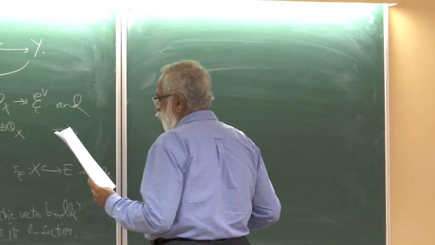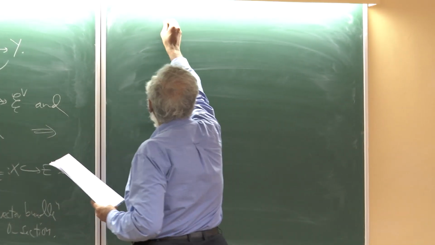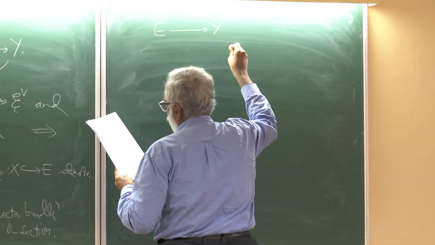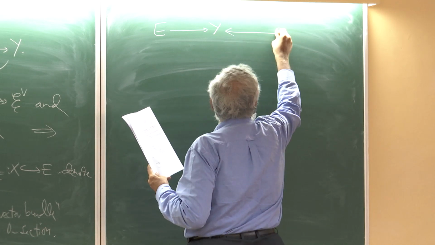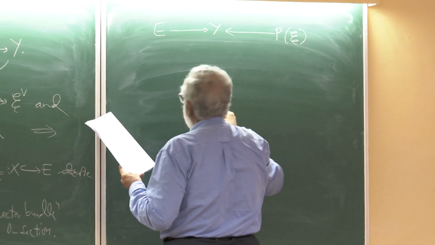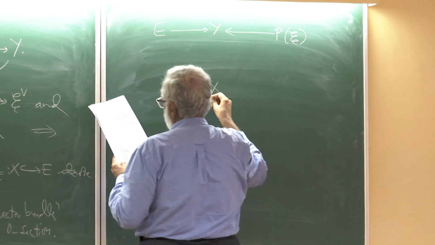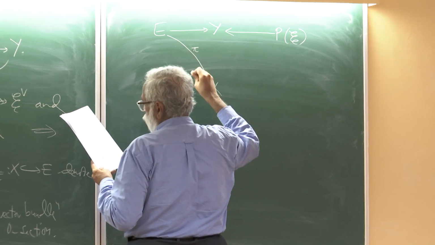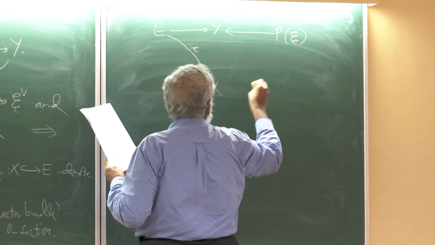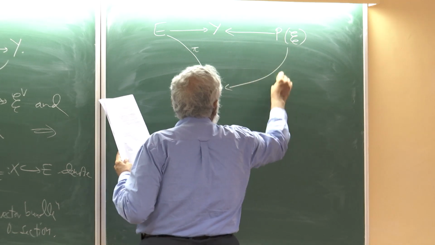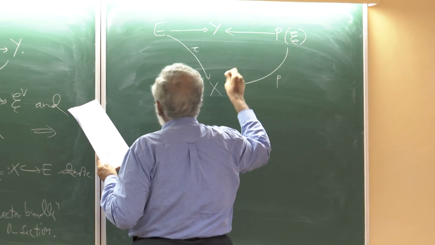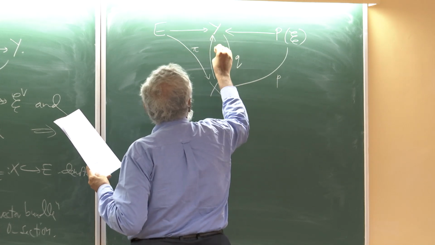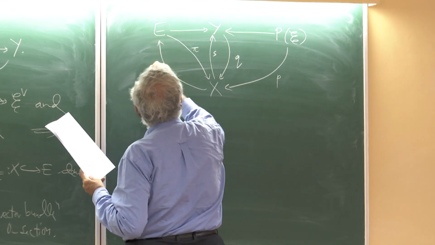So in particular, in the end, you have a diagram of the following kind. E, Y, P(E), X. I have what I think called pi here. This I'm now going to call little p. This I'm calling Q. Going up, I have S. Going up there, I have S.